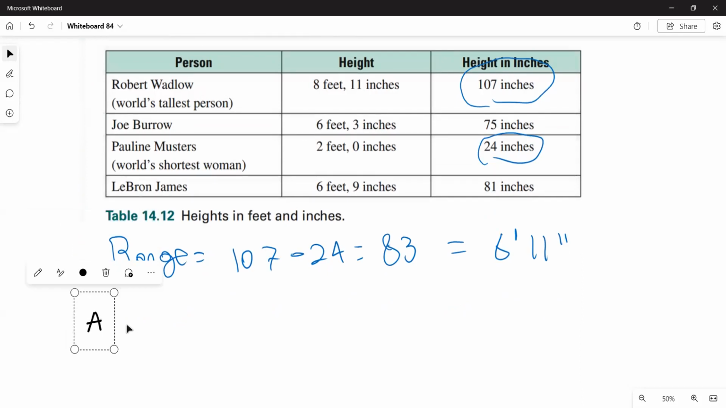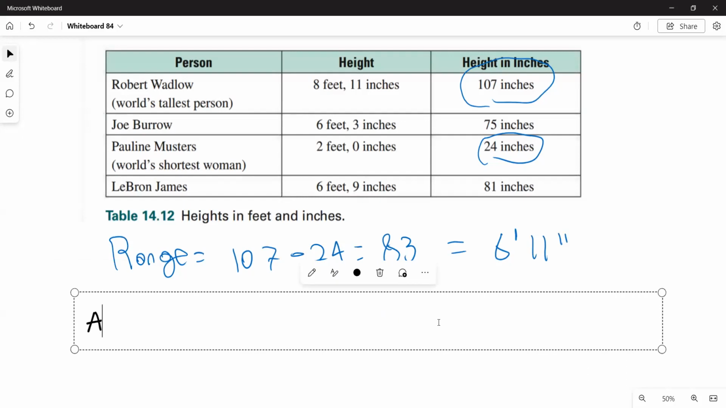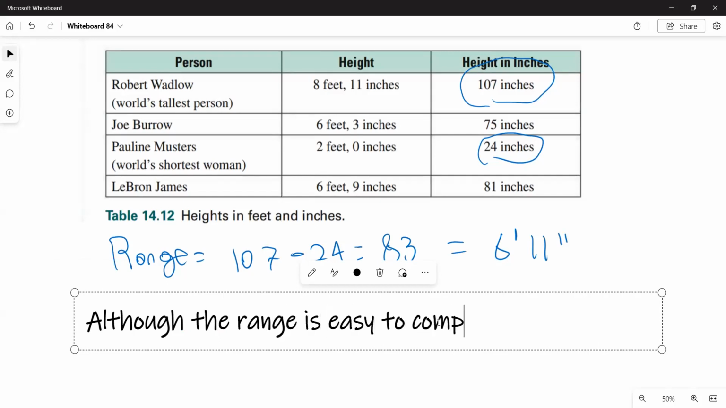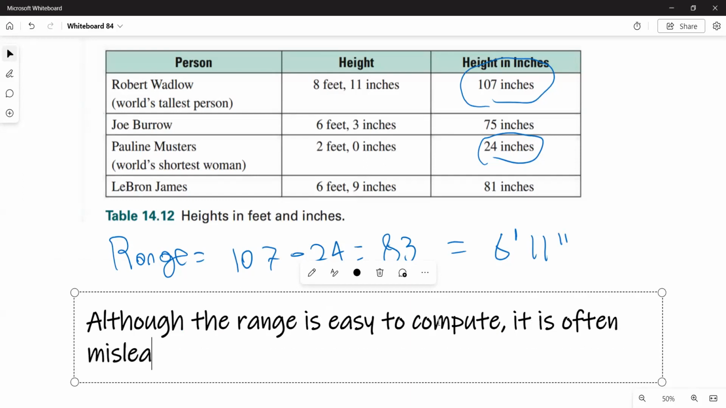So here's a note. Although the range is easy to compute and can be useful, it is often misleading, and it can be affected by one outlier.